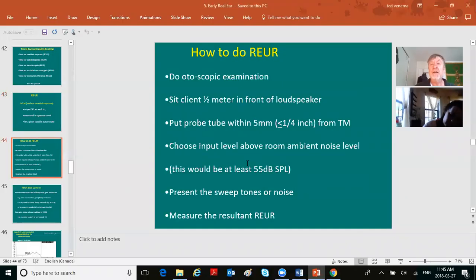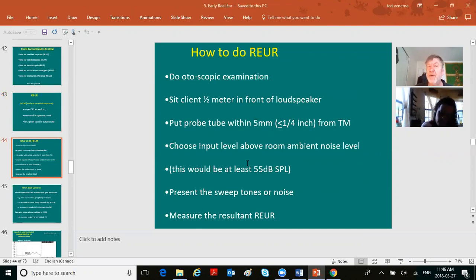We'll move on here. How to do it. First, look in the ear. Set your client a half meter, or 18 inches, 2 feet, something like that, in front of the speaker. Put the probe tube into the ear about a quarter of an inch from the eardrum, about 5 millimeters, half a centimeter, and choose the input level above room ambient noise level.